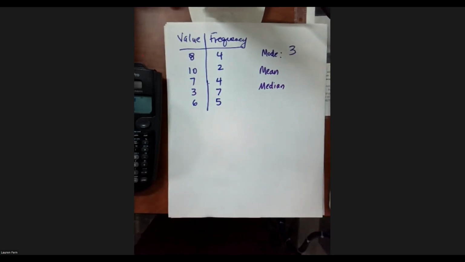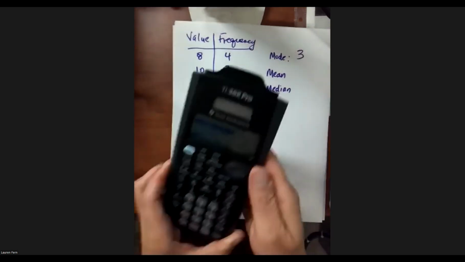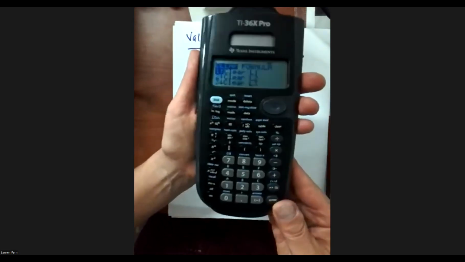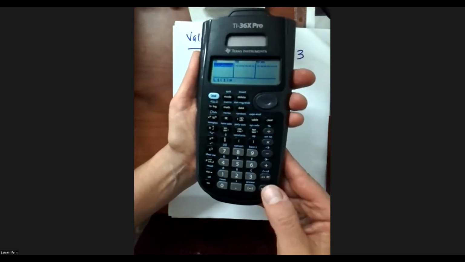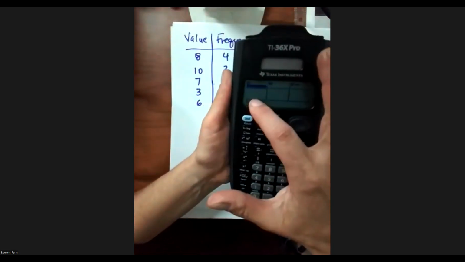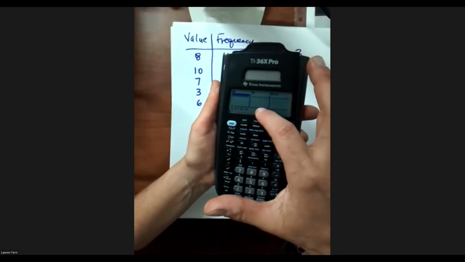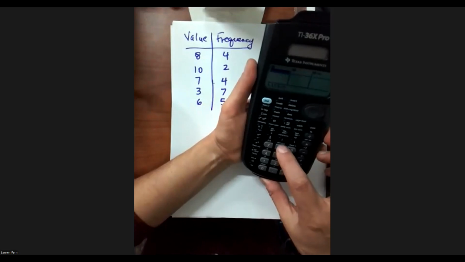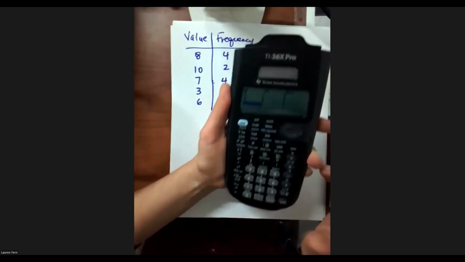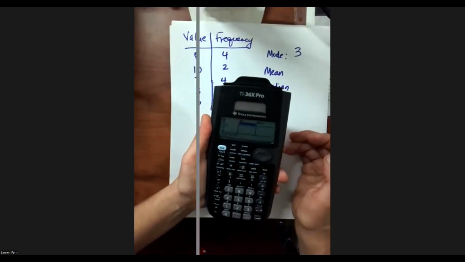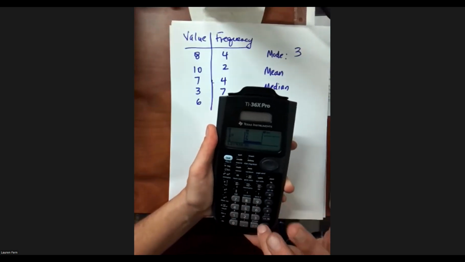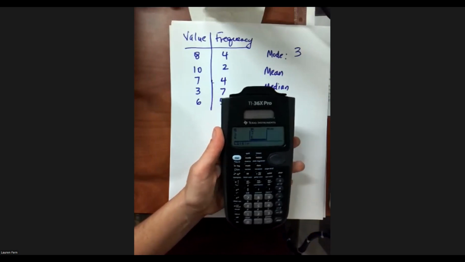All righty. So we can go to one of our calculators. I'm going to go to this one first. I'm going to hit clear L1. And now I'm going to enter my data in L1, and then I'm going to enter my frequency in L2. And again, the hardest part of this is not making typos. Okay.